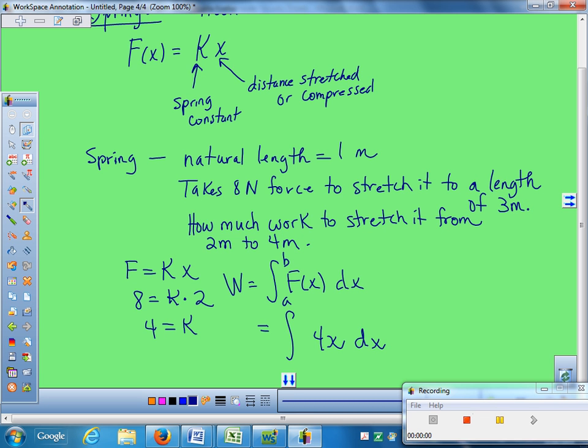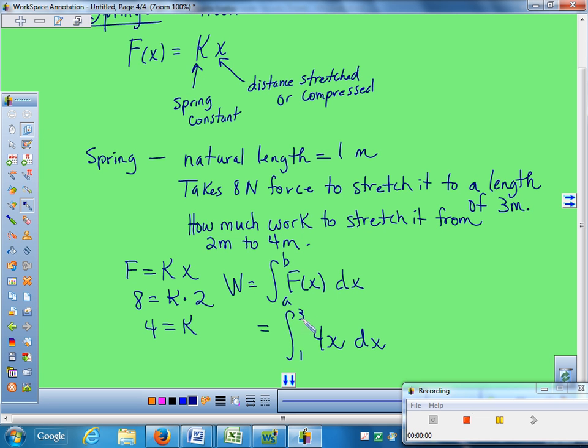Okay, now here's the kicker. What am I integrating between? If I want to know what it takes to stretch it from 2 meters to 4 meters, how far are those from 1 meter? From 1 meter to 2 meters, that's already a 1 meter stretch. And from 4 meters to 1 meter, that's 3 meters. These are measured off natural length. How much are you stretching it from natural length? That's the kicker. That's where people mess these up.